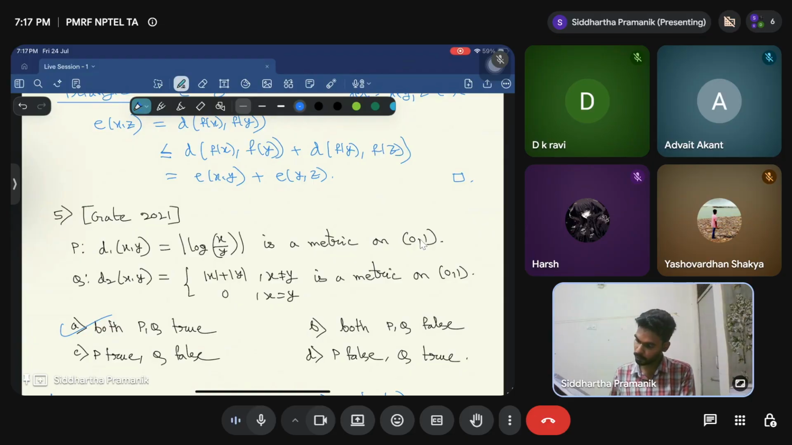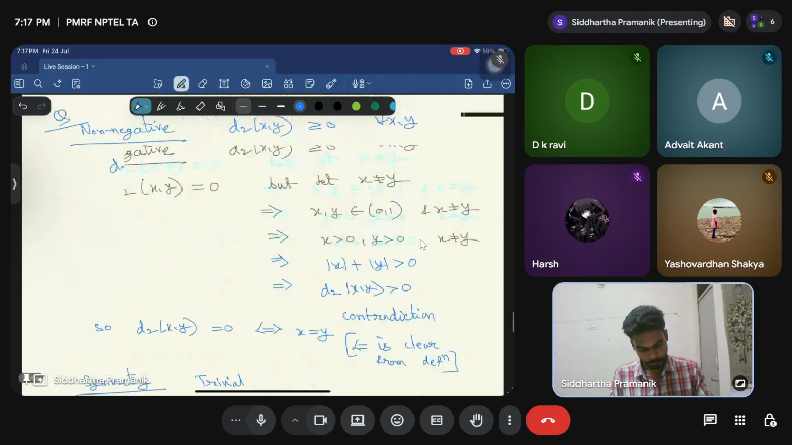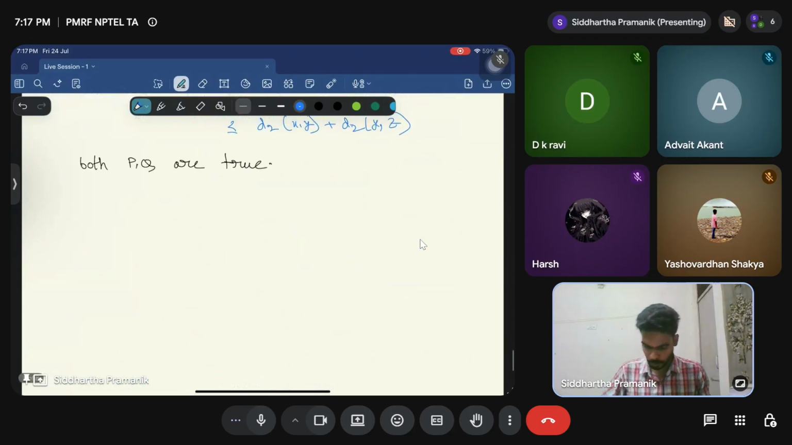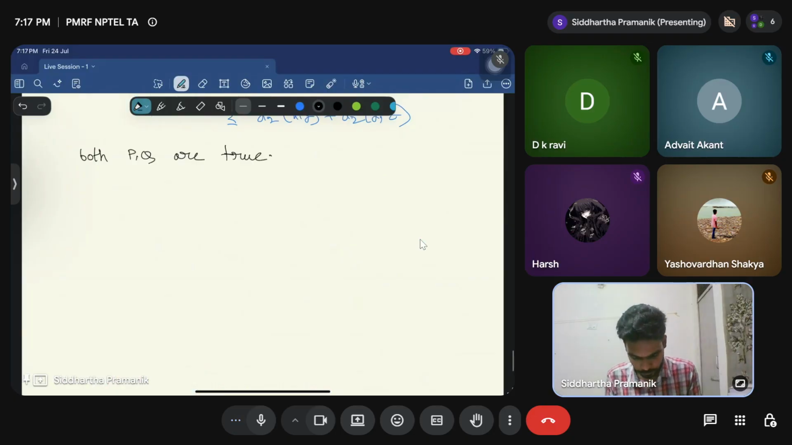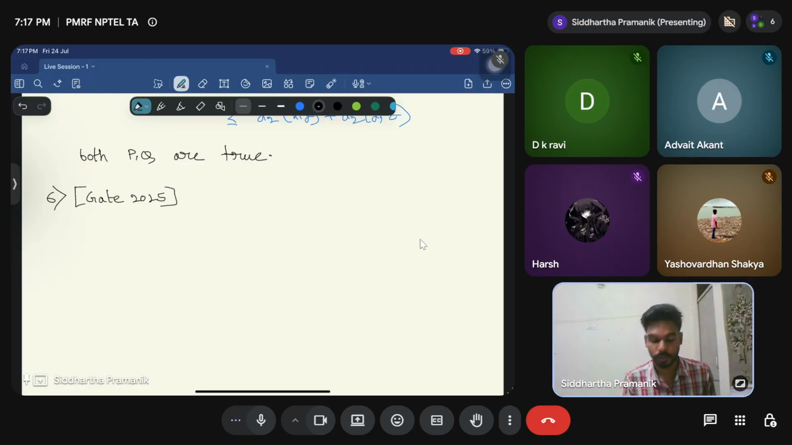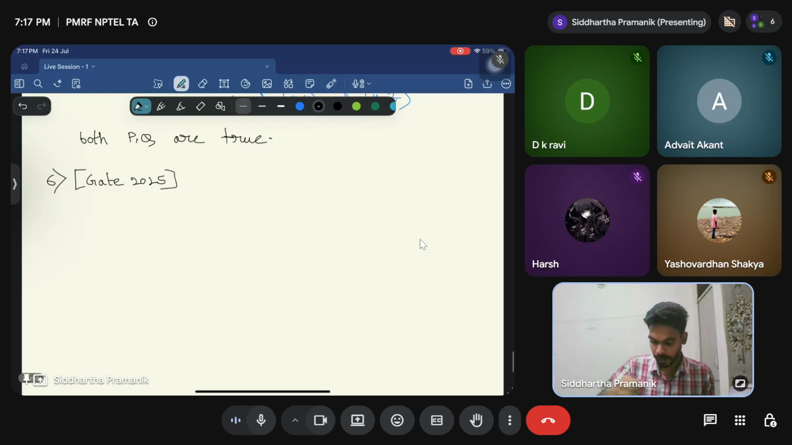Okay, I want to do some more problems. I want to do some problems related to topology also. Okay, let's see how much I can do. So this is problem number 6. This is from GATE 2025 and it is related to open balls. So we have already introduced open balls. So first let's write down the problem.